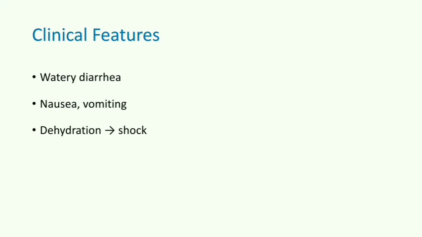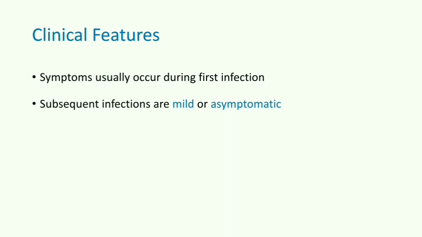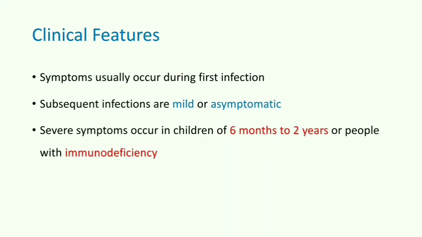Clinical features: watery diarrhea, nausea and vomiting. Severe diarrhea and vomiting lead to dehydration and even shock. Then there is abdominal pain and low-grade fever. Symptoms usually occur during first infection. Subsequent infections are milder. Severe symptoms occur in children of 6 months to 2 years and immunodeficient people.